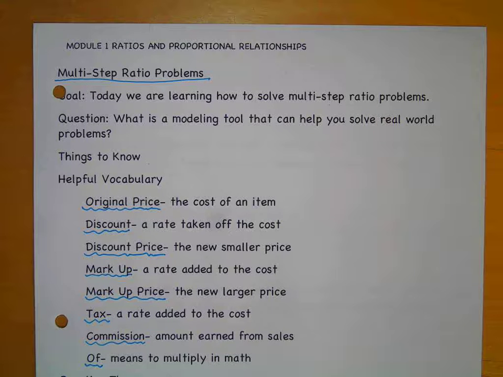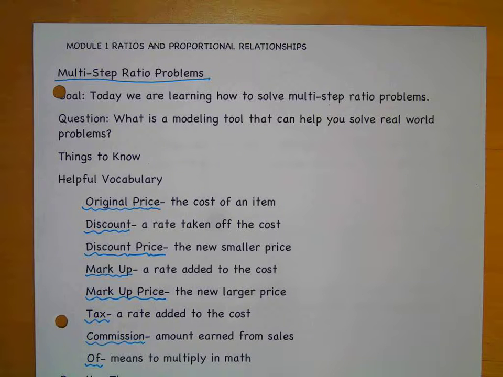Commission. Commission is an amount earned from sales. So the biggest thing that I can tell you about this is when you go to the mall and there's all those jewelry stores where they want to sell you diamonds. A commission is an amount that the person who's trying to sell you the diamond ring gets if you buy it from them. It's the amount earned from the sales.